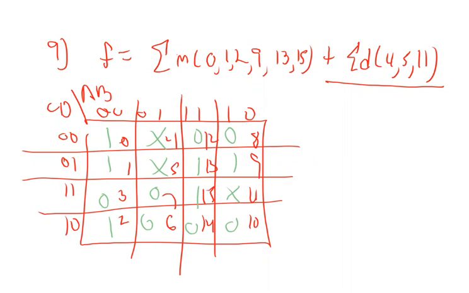0 and 1. Well, if I did that, what about 4 and 5? Wouldn't that make things simpler? Yeah. So let's do that. Let's loop 0, 1, and 4 and 5. Mateo, what is the product term for that?